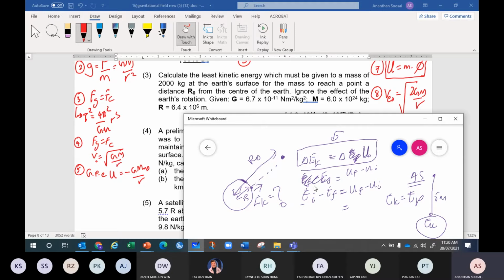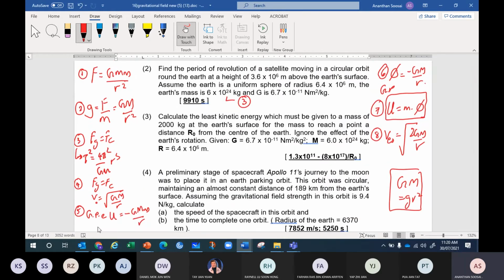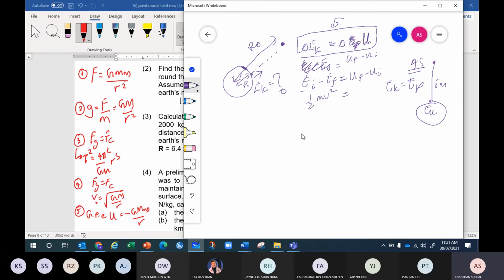Initial kinetic energy is half mv squared, so we're looking for this v. Now for potential energy, final and initial, do you know what formula to be used? Equation 5, right? Negative GMm over r. So what do you do? Half mv squared equals U final, which is negative GMm over the final r, minus negative GMm over the initial r.